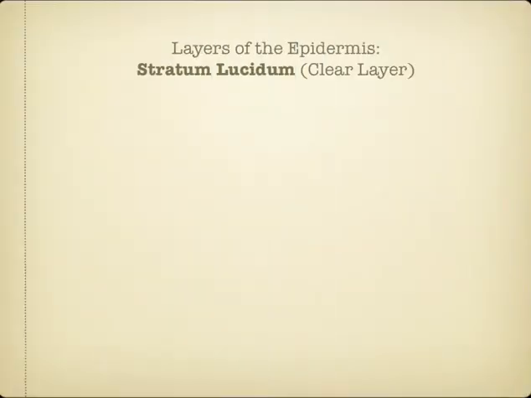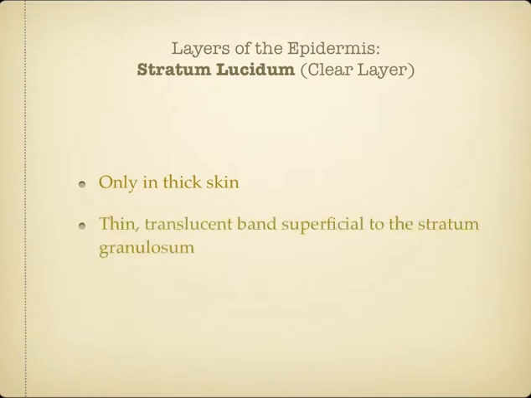The next layer up is called the stratum lucidum. Keep in mind, this is the layer that's only found in thick skin. Thick skin being the skin on the palm of the hand, the sole of the foot. The word lucid means clear, so this layer actually does have kind of a clear appearance when you see it under a microscope. It is a thin, translucent band above the stratum granulosum and below the next layer, which is the stratum corneum.